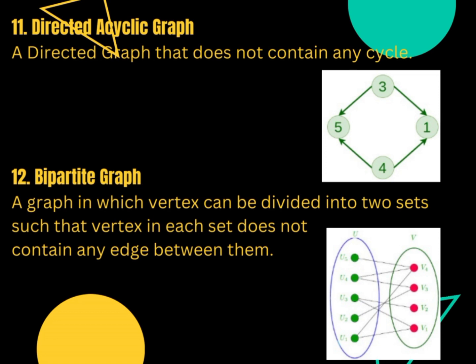Bipartite graph. In a bipartite graph, the vertices are divided into two subsets, set A and set B, and all the edges connect a vertex from set A to a vertex from set B. No edge will be connecting two vertices in the same set.